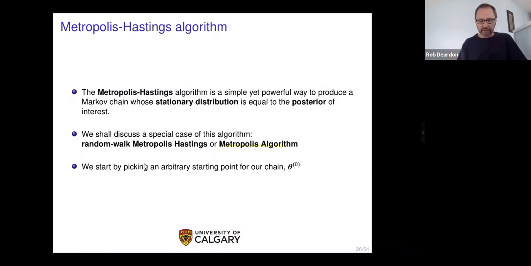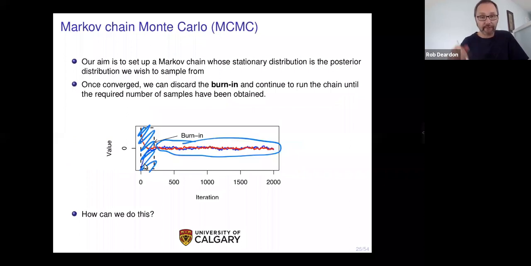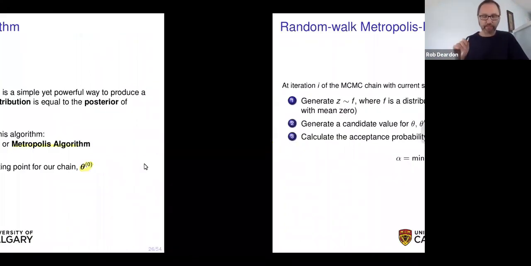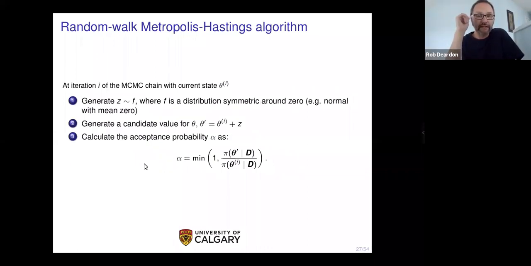So the basic idea is that we start off with some arbitrary starting point for our chain. I drew my Markov chains here in one dimension. Remember, if I've got 3, 4, 5 parameters in my model, the parameter vector is actually multi-dimensional. But I would set each of those parameters to some value, shouldn't matter which, and then I'm going to use the following algorithm to generate my chain. I generate an observation Z from a distribution F, where F is symmetric around 0. Typically we would choose a normal distribution with mean 0, but you can use a t or a uniform, or come up with something more bizarre if you like, or a Laplace, whatever it is. We generate that noise, symmetric around 0.